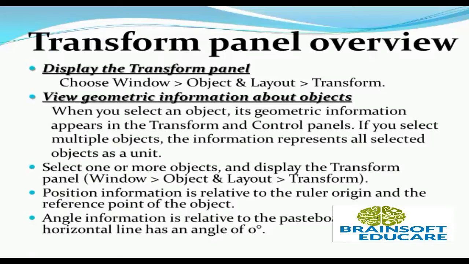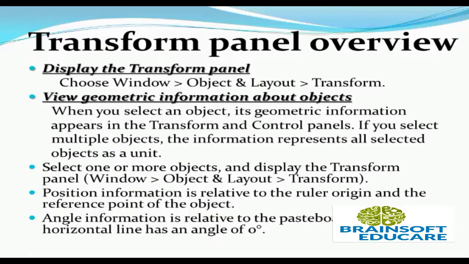View geometric information about objects. When you select an object, its geometric information appears in the transform and control panels. If you select multiple objects, the information represents all selected objects as a unit. Select one or more objects and display the transform panel.